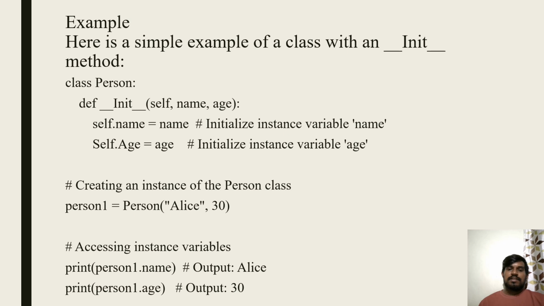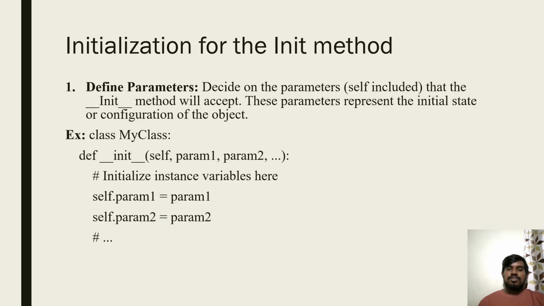Example: here is a simple example of a class with an init method. Class Person, def init self, name, age, self.name equals name, self.age equals age. Creating an instance: person1 equals Person with name Alice and age 30. Accessing instance variables: print person1.name outputs Alice, print person1.age outputs 30.